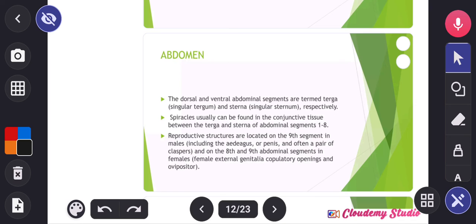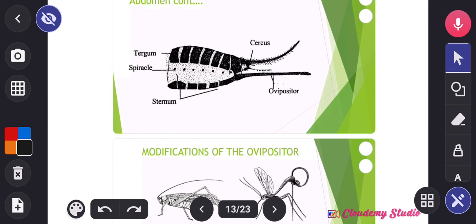Now, reproductive structures are located on the 9th segment in males and on the 8th and 9th abdominal segments in females, which include the aedeagus, or the penis, and often a pair of claspers in males. But in females, the external genitalia, copulatory opening, and the ovipositor. Those are the things that we found. So what have we mentioned here? We can find a spiracle on the 1st to the 8th segment. The 9th segment consists of the reproductive structure in males. The 8th and 9th segments consist of the reproductive structure in females.